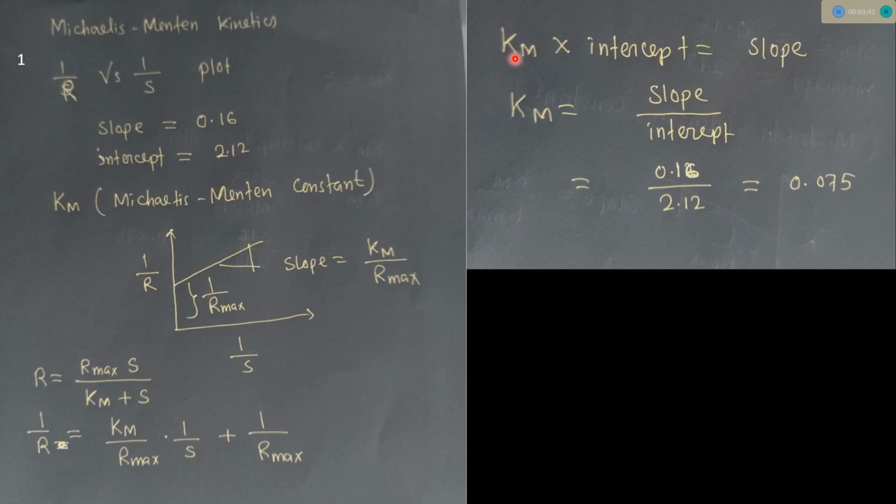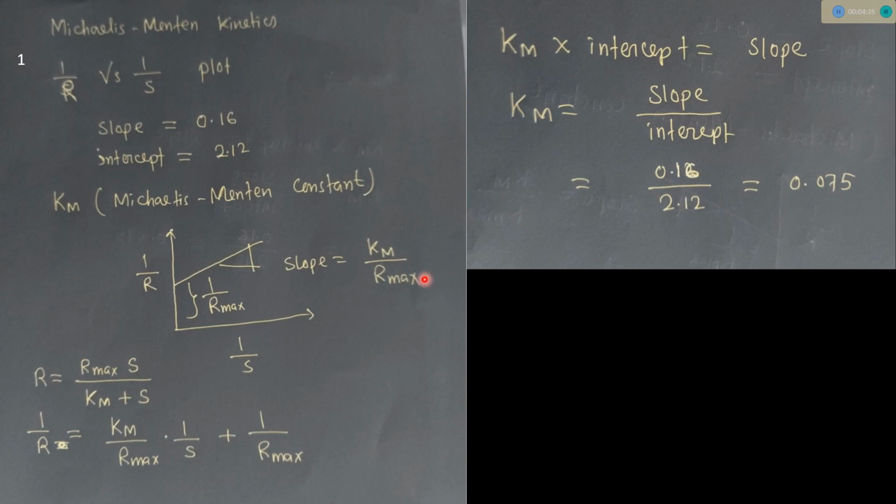See here, slope equals Km by R max. So we can write slope equals Km into 1 upon R max, which is the y intercept. So Km into intercept equals slope. Now Km equals slope by intercept. The slope was given as 0.16 and the intercept 2.12, so the answer is 0.075. Out of the 4 options, one is 0.075, so this is the correct answer.